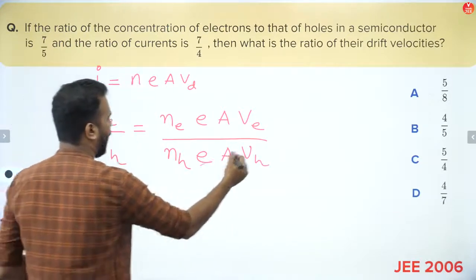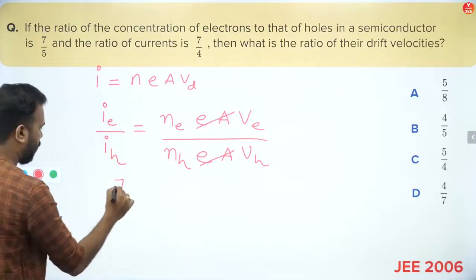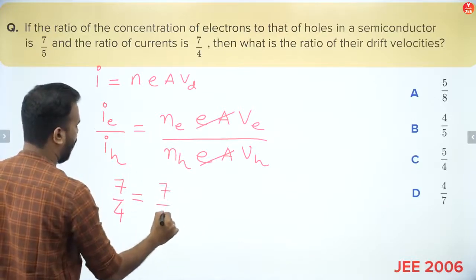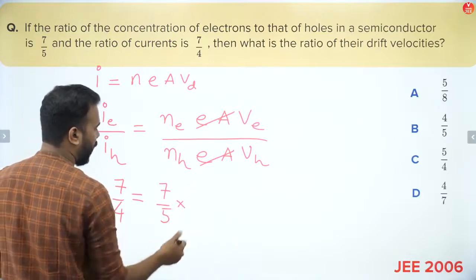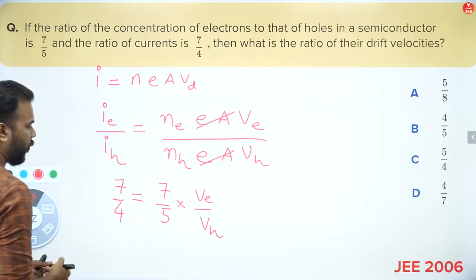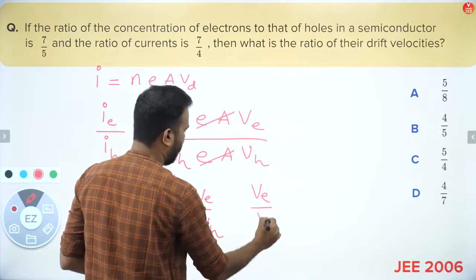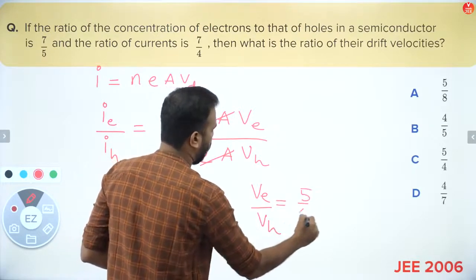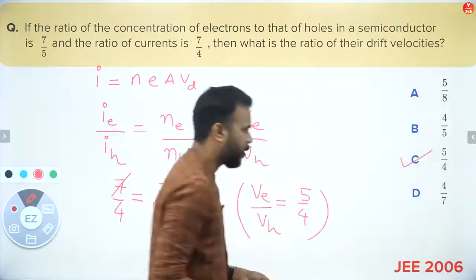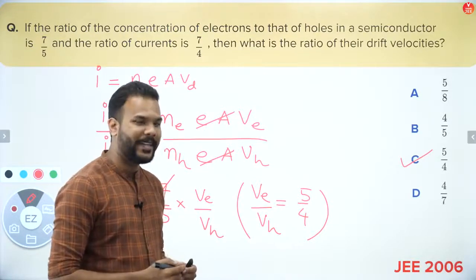Okay guys, so e and A get cancelled. What is given to us is IE by IH as 7/4, and NE by NH is given as 7/5. So VE by VH is what is to be found here. Okay guys, that means what we see here, this gets cancelled, and very simply what we get, VE by VH as 5/4, and yes, as simple as that is the answer to this question, which is option C, a question from JEE 2006. Hope you guys are finding this one as well a very easy question.